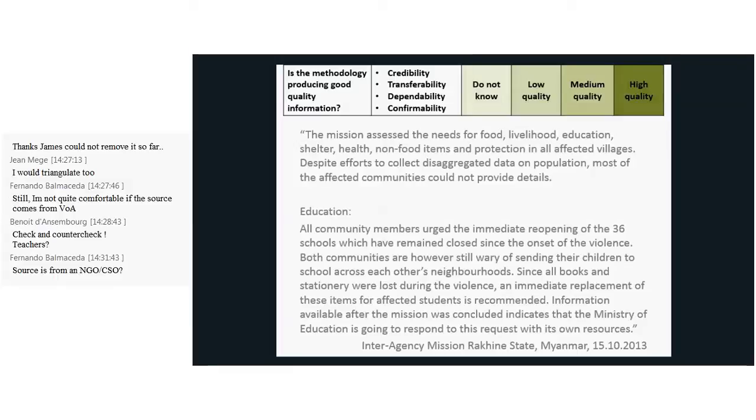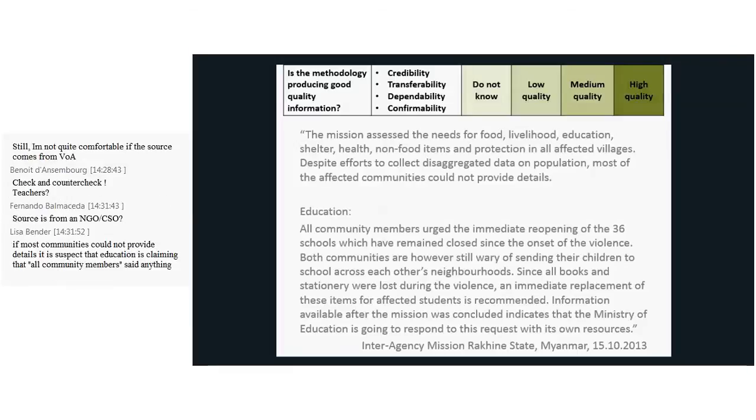Okay, so Benoit's put teachers up. So yeah, in a way, there's a bit of the puzzle missing. We don't know the status of teachers. The source is an interagency mission. But we're not quite sure. I guess we could try and find out who that was. It doesn't say who the agencies are. It could be 2, it could be 10.